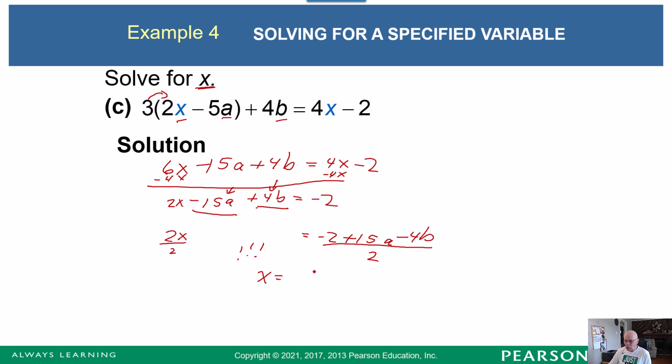On the right side, what do I have though? You can leave it the way it is actually, or you might want to write the letters first, the variables first. 15a minus 4b minus 2 over 2. And there's your answer.